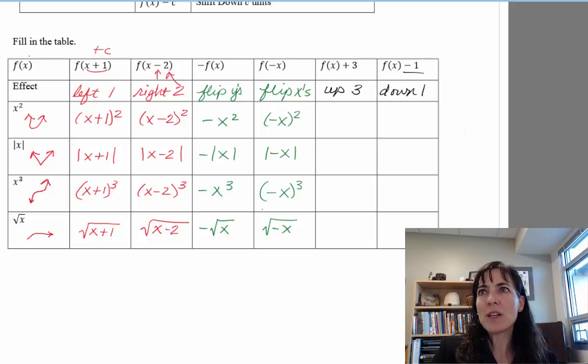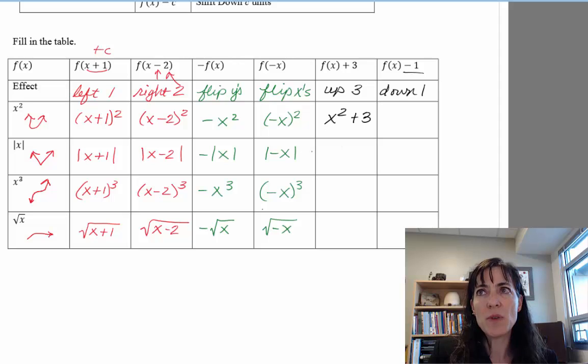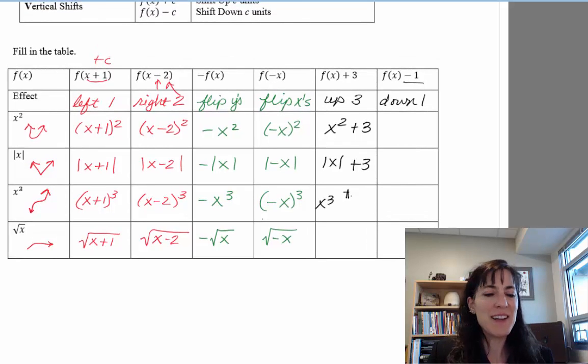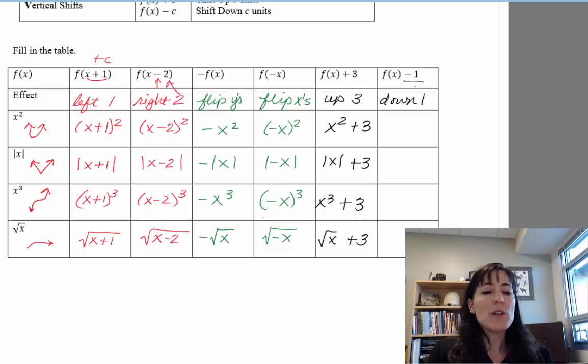Okay, so for an x squared graph, it's going to look like x squared, and then outside of the x squared plus 3. Absolute value of x outside plus 3. X cubed outside plus 3. And finally, square root of x outside, do a plus 3. Same, it's going to look very similar for the downs.